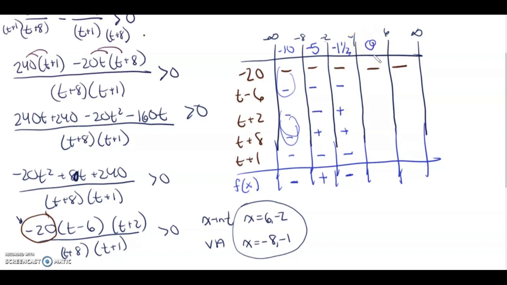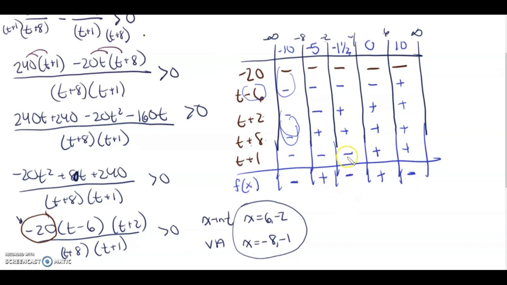Negative 1 to 6, I'm going to go 0. So whatever sign is on this number, like the negative 6, the positive 2, the positive 8, that's what we're taking because we're just subbing in 0. We get positive. And then 6 to infinity, let's sub in 10. Positive, positive, positive, positive, and we get negative.